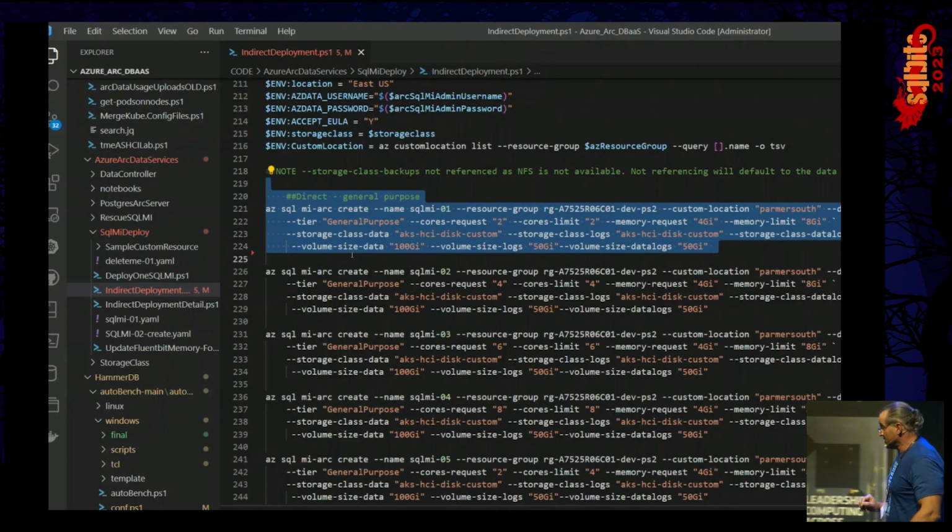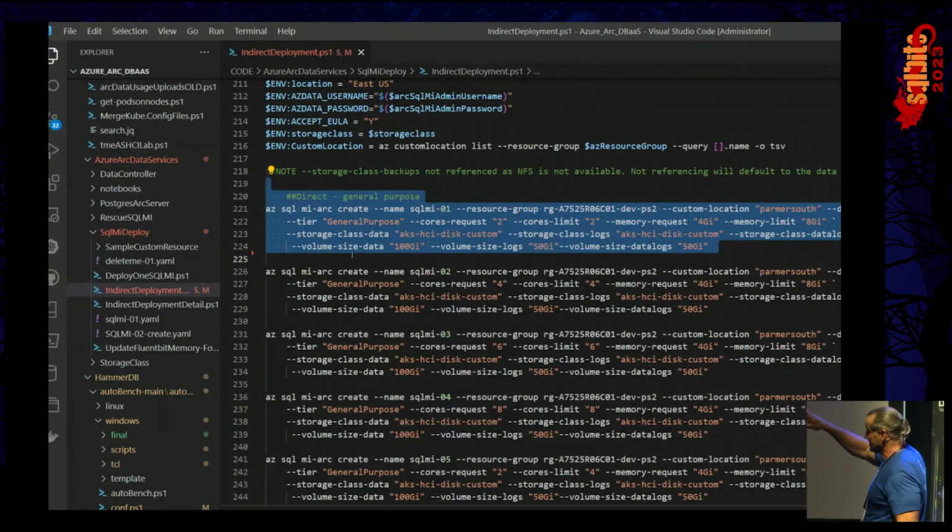Using the Azure CLI, az sql mi-arc create, I give it the parameters that I'd like. I call out the storage classes, the size. You can increase CPU and memory with things like Azure Data Studio. You saw that. Increasing storage is a kubectl construct, not hard to do.